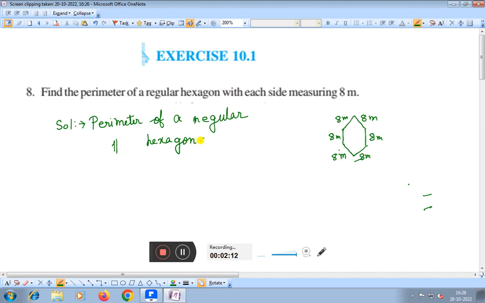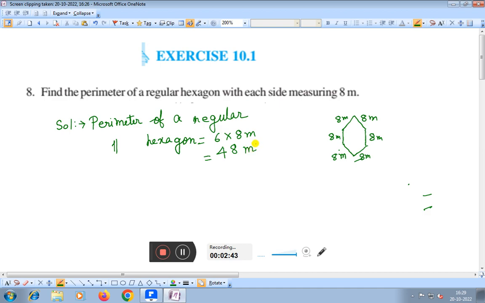Perimeter of a regular hexagon is equal to how many sides, that is 6 sides, therefore each side is 8 meter, therefore it is 6 into 8 meter, that is 6 8s are 48, 6 8s are 48 meter, right, 48 meter.